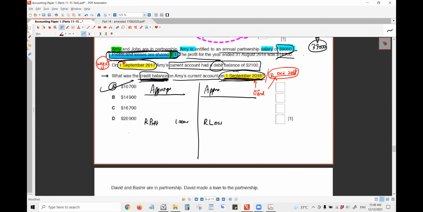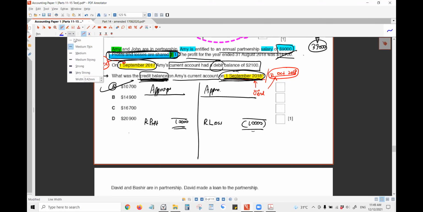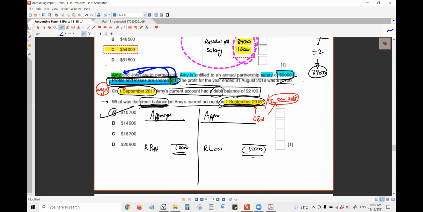Let's say this is 10,000, and this is 10,000 negative number. The 2:1 means the 2 is for Amy, the 1 is for John. That means Amy gets to have 2/3, John gets to have 1/3. So if you want to do the sharing here, maybe I should write Amy first. It looks clearer.